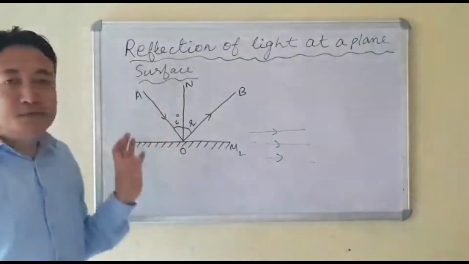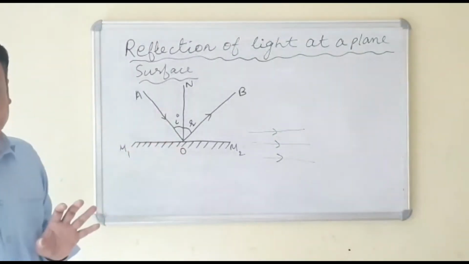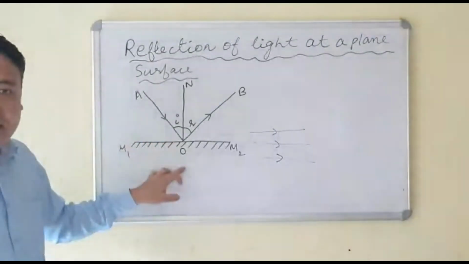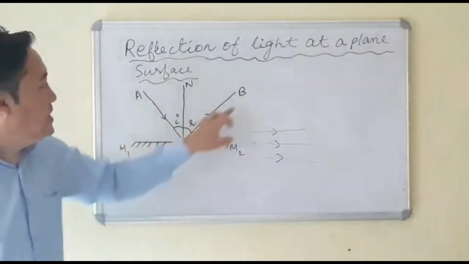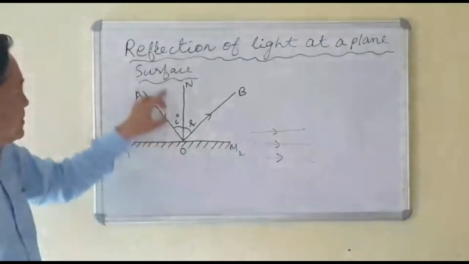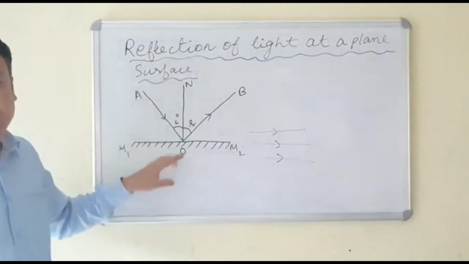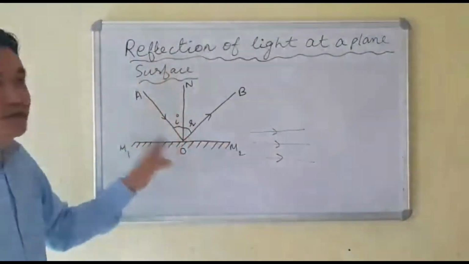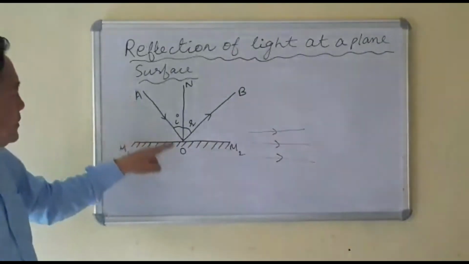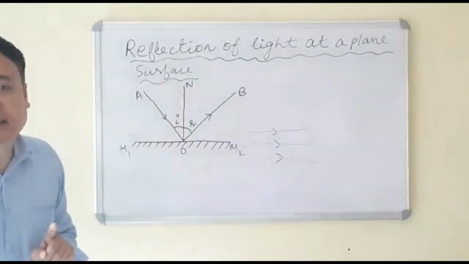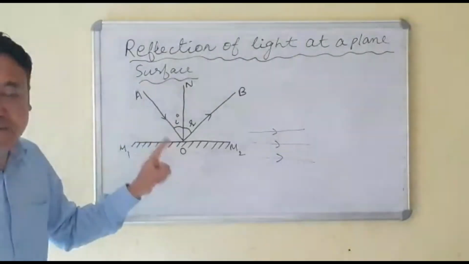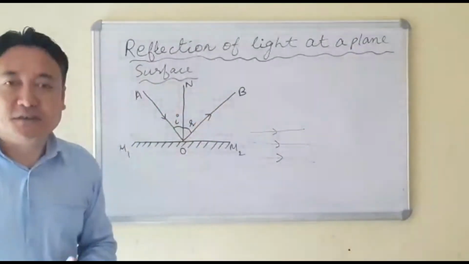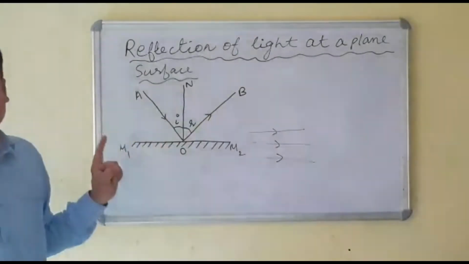Now there are a few things to remember in reflection of light. Number one is the incident ray: AO is the incident ray. The other one is the reflected ray: OB is the reflected ray. The third one is the normal: NO is the normal. Normal is the perpendicular line which falls on the reflecting surface. Then angle AON is the angle of incidence. The incident ray forms an angle which we call the angle of incidence. Angle BON is the angle of reflection. And O is the point of incidence.